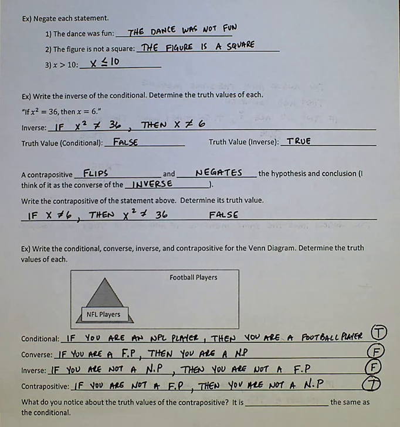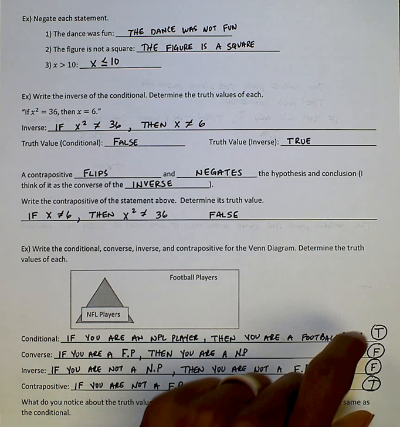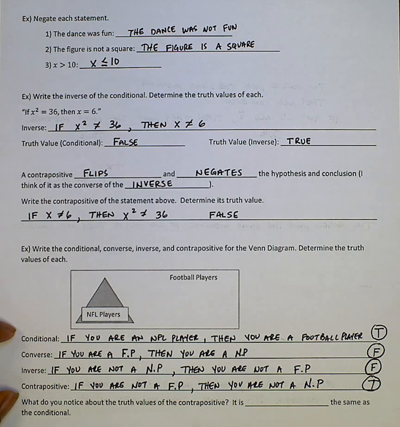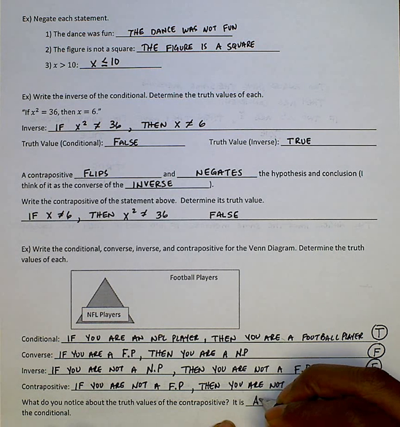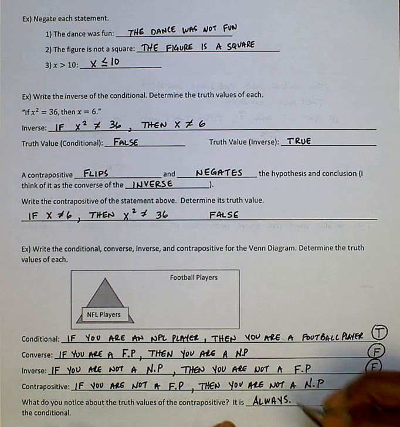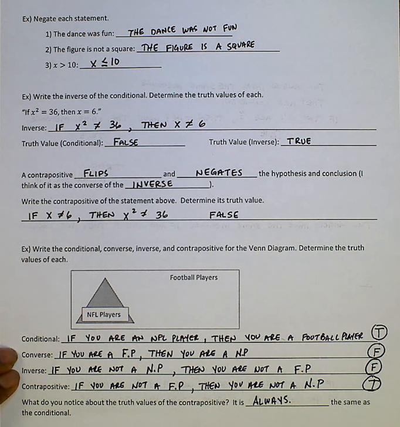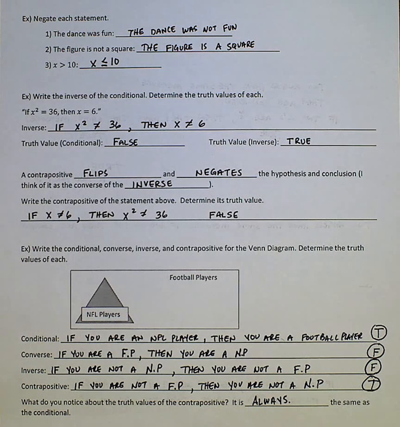If you look at these four, conditional, converse, inverse, contrapositive, and also the examples up here, you should notice something about the truth values for the contrapositives. The truth value for the contrapositive is always the same as the conditional. And actually, you'll see that the converse and the inverse also always have the same truth values. Okay? All right, a lot to take in for inverses, contrapositives, and biconditionals, but hopefully you're able to identify them, write them, and use or say their truth values.